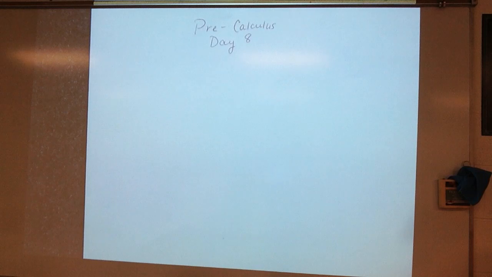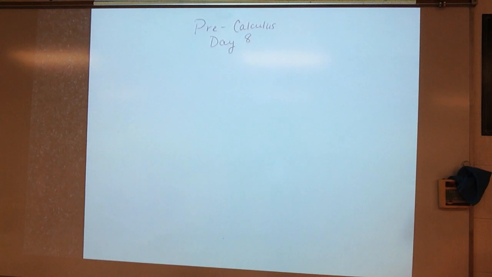Guys, these are your properties. Commutative property, associative property, identity property, inverse property, distributive property. These are 5 properties that are not new to you or should not be new to you. We have used these. You should have used these probably all the way down into middle school.